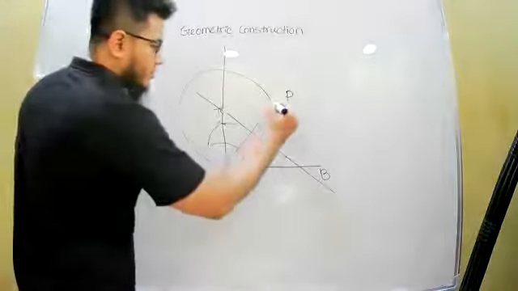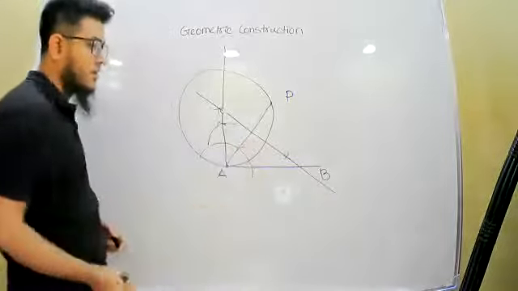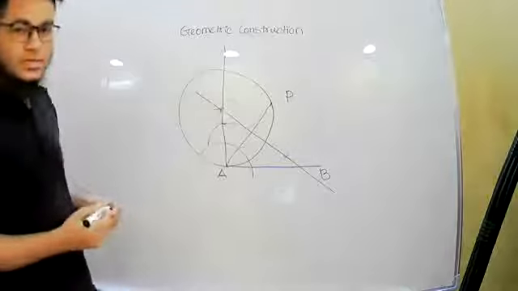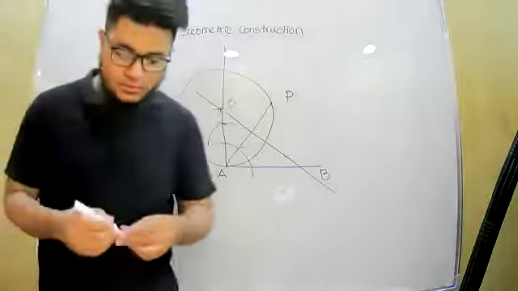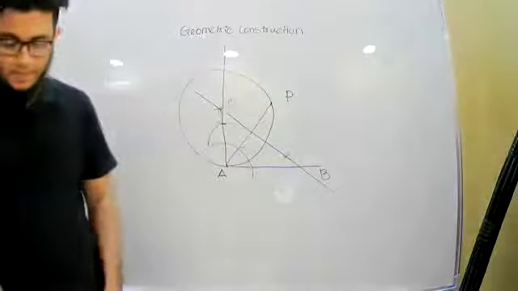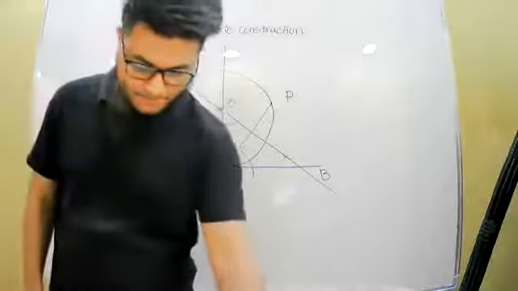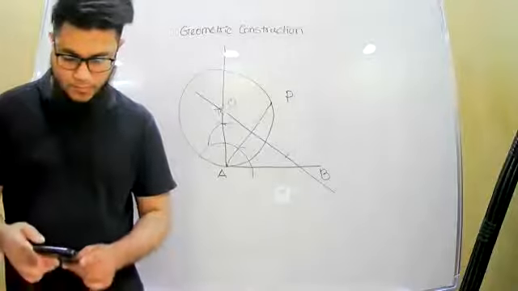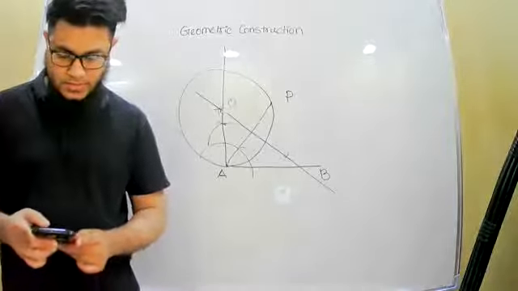So this is your point P and this is your point A. Let us say this point is O, which is the center of the circle. So the steps are clear? Yes, sir. Anybody has any question?